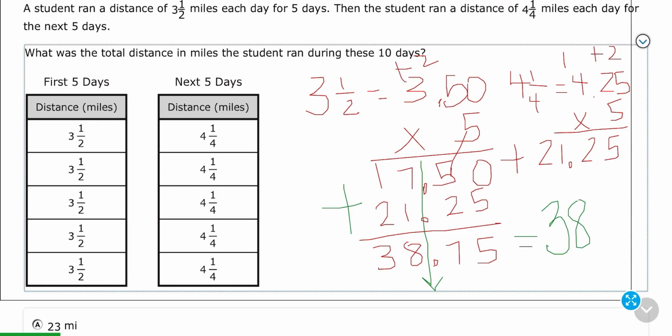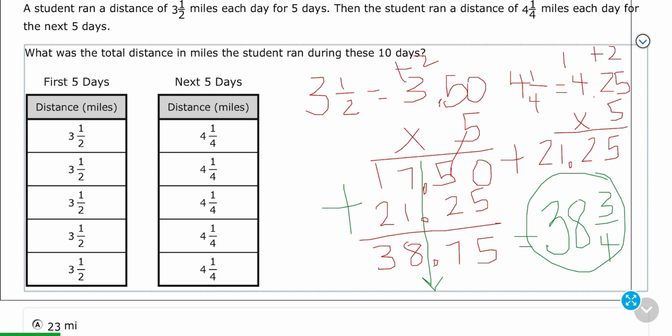So here it's 38 and 0.75. Remember, 0.75 is the same thing as 3/4. So that should be your answer. Now let's say you forget. You're like, oh, I forgot that 3/4 is 0.75. How am I going to remember that?